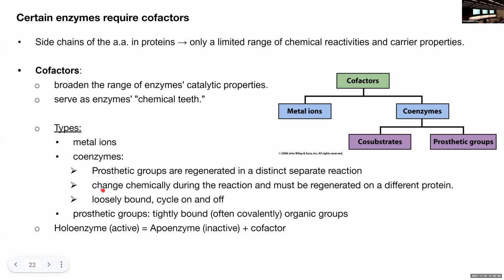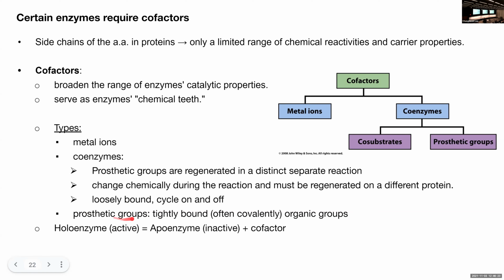And they basically change chemically during the reaction and must be regenerated on a different protein. So because these coenzymes are not the product of any reaction it is involved in, or the side product of the enzyme itself, it has to be generated somewhere else and can be bound to enzymes, and then will be regenerated in the other process to keep providing that for the full functionality of the enzymes.